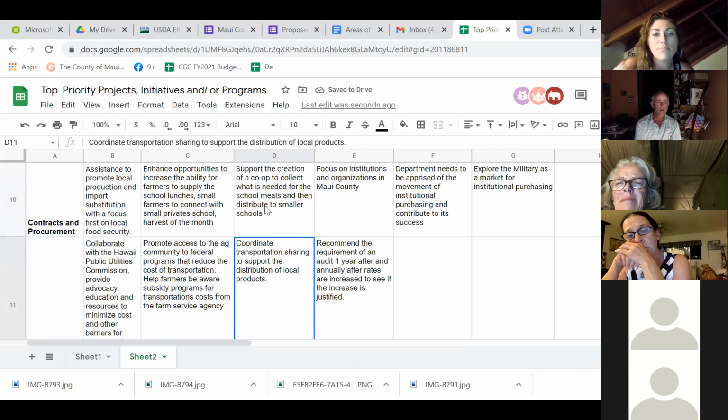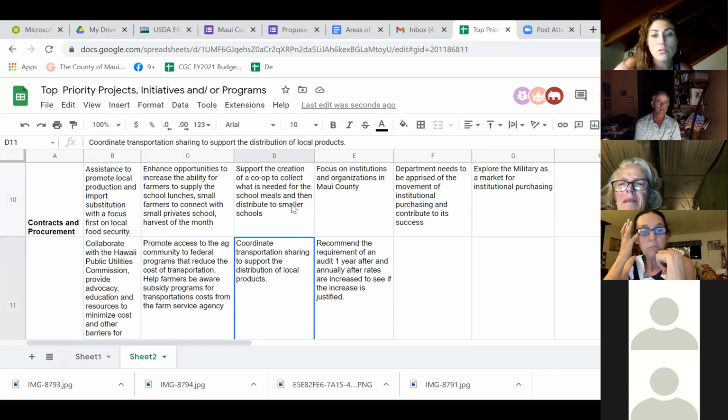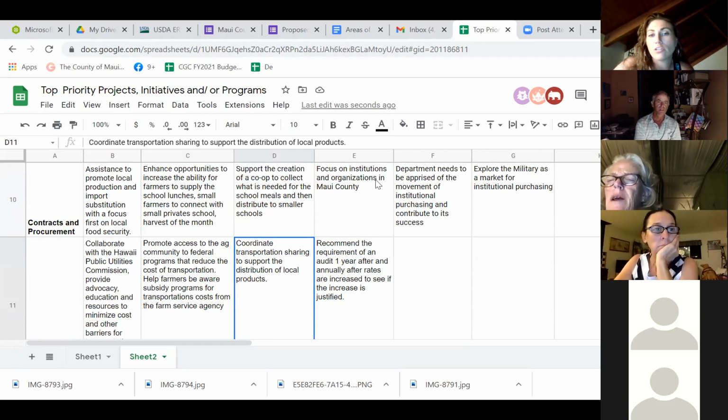Support the creation of a co-op to collect what is needed for the school meals and then distribute to smaller scale schools. Focus on institutions and organizations in Maui County for contracts and procurement. Okay. Department needs to be apprised of the movement of institutional purchasing and contribute to its successes. Explore military as a market for institutional purchasing.